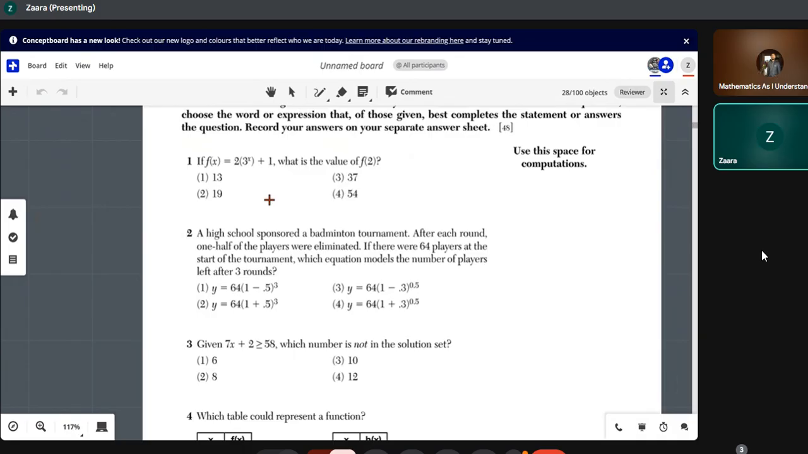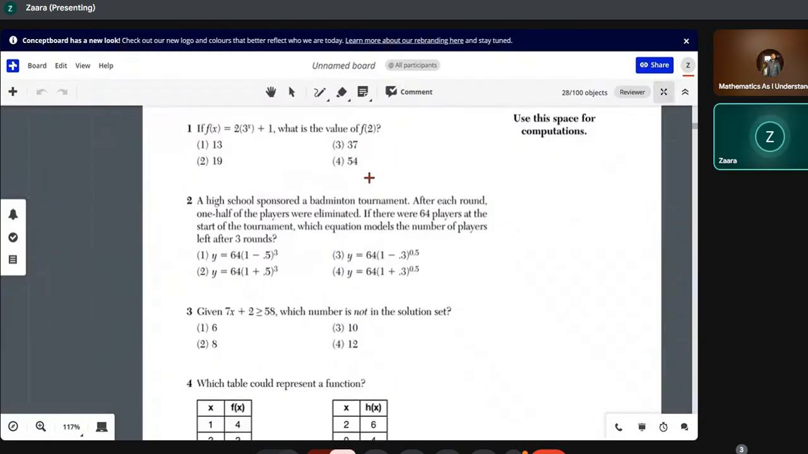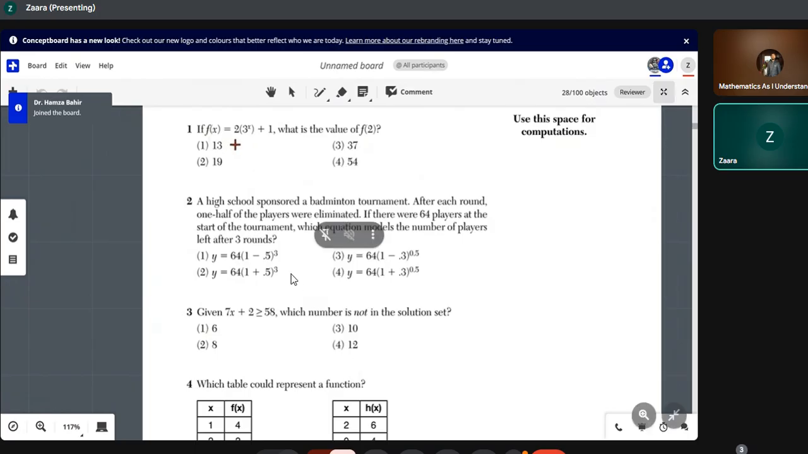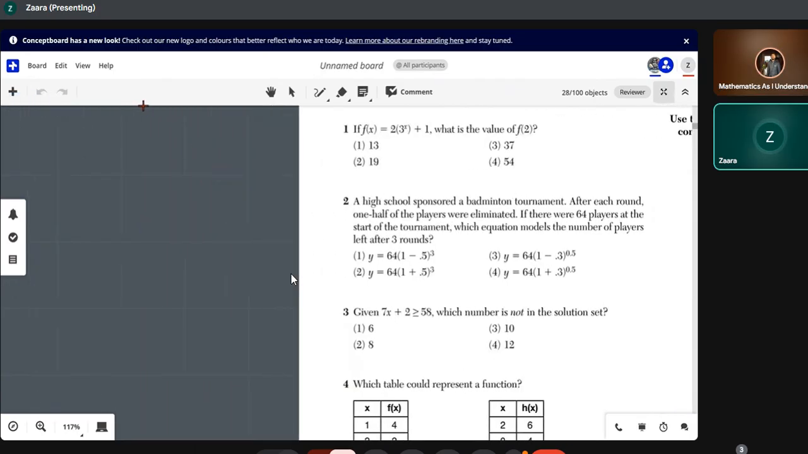Oh, okay. If f of x equals 2, for this question... Okay, sir, so how will you solve this? I substituted the value of 2 for this one. You will solve it by substituting x. Can you show me your work, please?